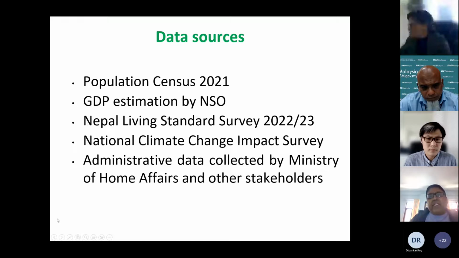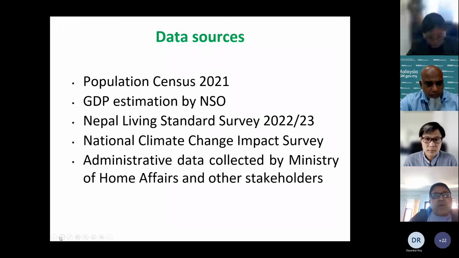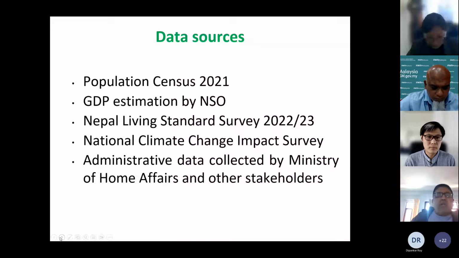We are also conducting the Nepal Living Standard Survey. The field work is going on. Some of this data we can get from the Nepal Living Standard Survey, and similarly we can get some economic and non-economic losses. Now we are also conducting the National Climate Change Impact Survey, the second round. There is one area on disaster losses: how much economic loss, how many people lost within a 5-year category. So some of the data we can also get from the National Climate Change Impact Survey.